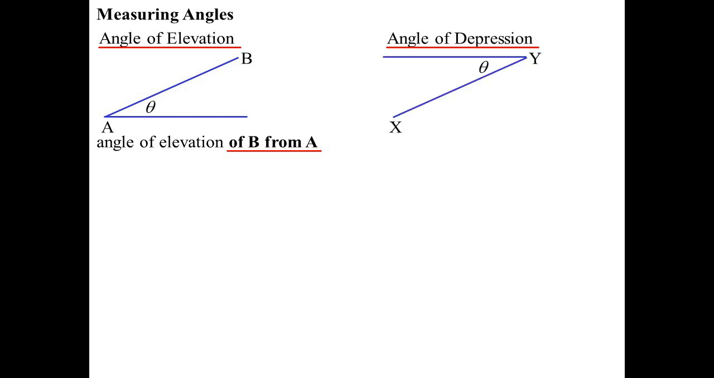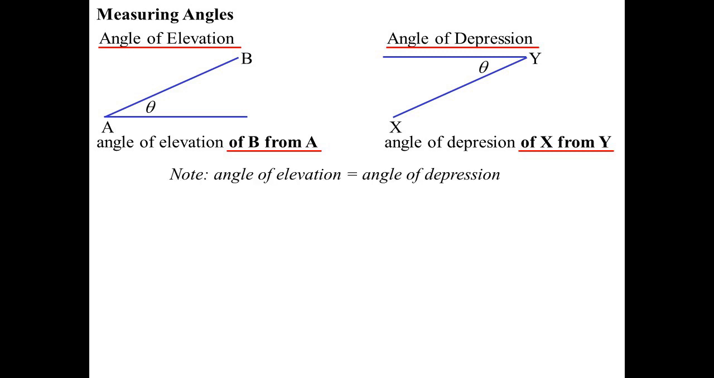We also have an angle of depression, depress, lower. So we get our horizontal, we lower it. So this would be the angle of depression of x from y. Now, of course, in a diagram, those two will always be equal. The angle of elevation is always equal to the angle of depression, because imagine we merge those two pictures together and we'd have alternate angles with parallel lines.